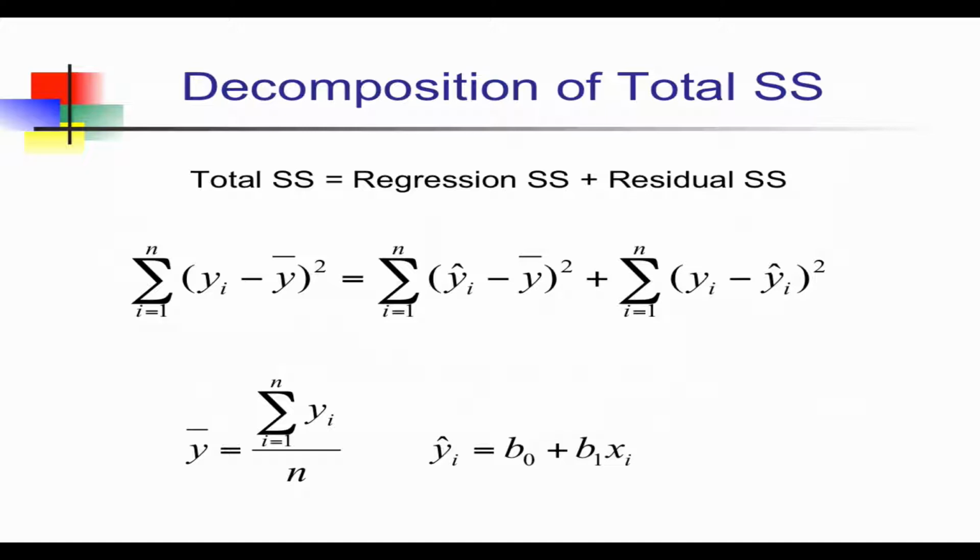And when we introduce inference, we first introduce the concept of decomposition of the total sum of squares. This is very similar to the concept that we introduced when we learned analysis of variance. Essentially, you decompose the total sum of squares into two components. The first component is the regression sum of squares, and the second component is the residual sum of squares.